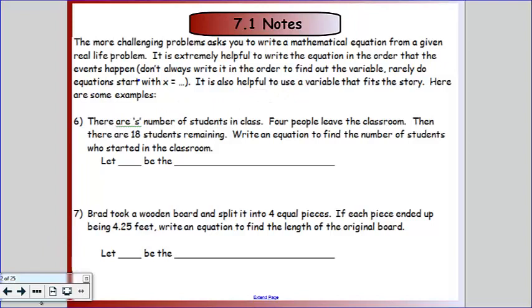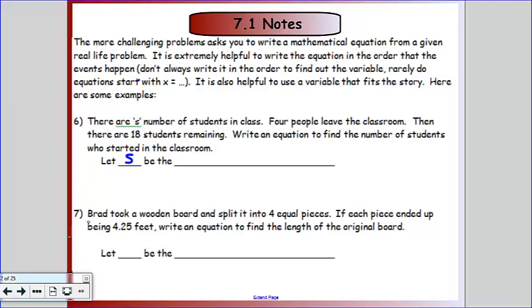Here are some examples. There are S number of students in class. 4 people leave the classroom. Then there are 18 students remaining. Write an equation to find the number of students who started in the classroom. We need to pick a logical variable for what's varying. They actually give it to us in this problem.